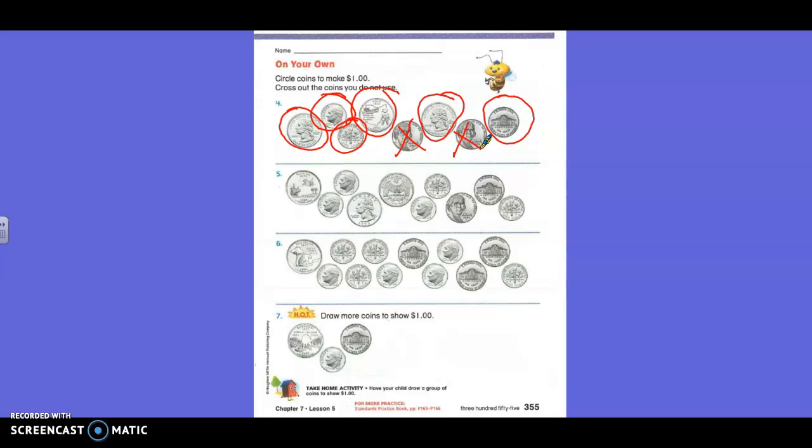The hot problem says draw more coins to show $1. So far they have a quarter, which is 25, right? And then they also have a dime, which would be 10. A dime would be, yes, which would be 35, and then a nickel would be 40. So you draw some coins to make it $1. You're already at 40. Does that make sense? You're going to have to draw more coins to make $1. You could do more quarters. You could do more dimes. You could do more nickels. It's up to you and your partner. Got it?